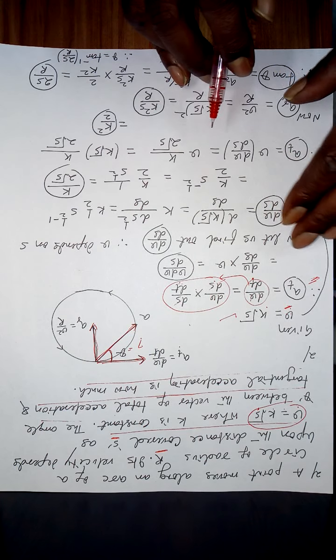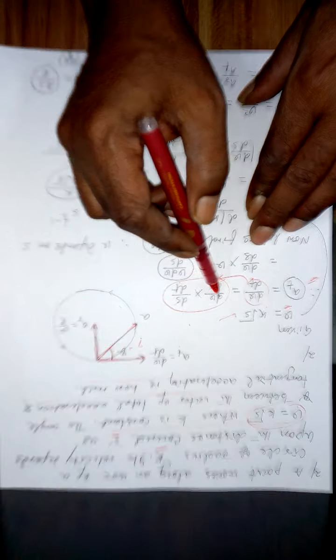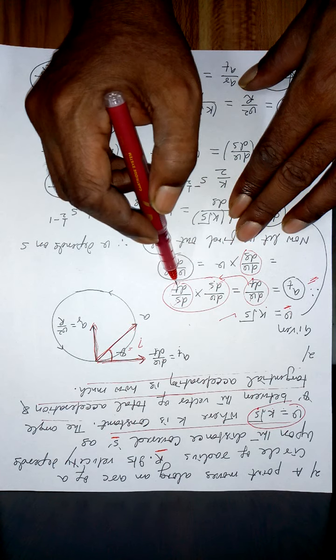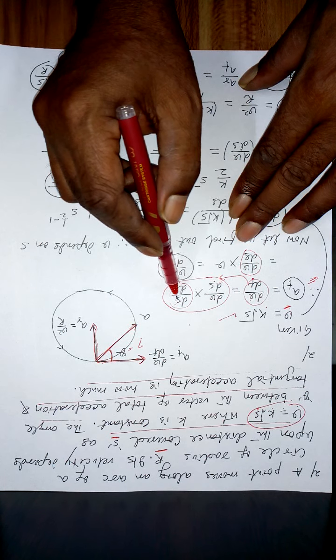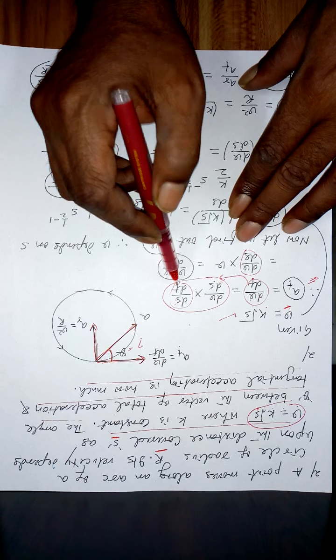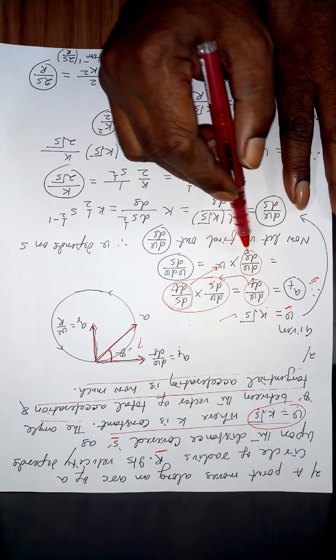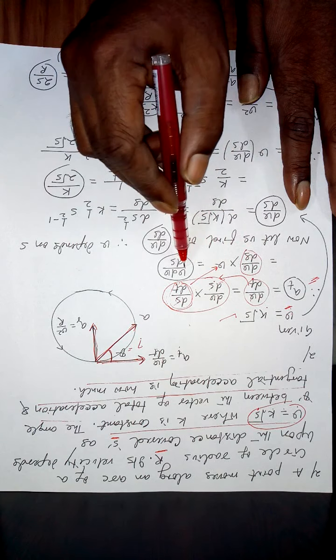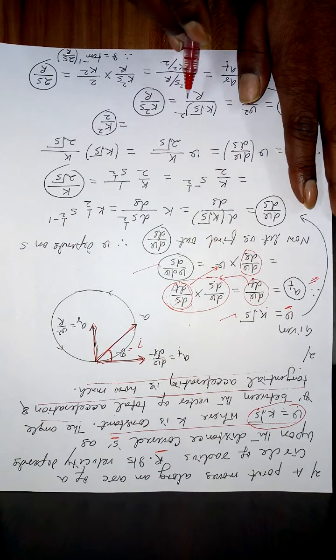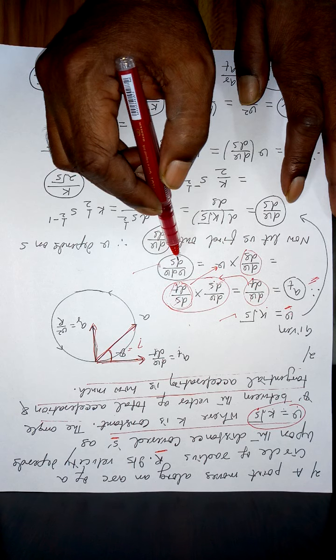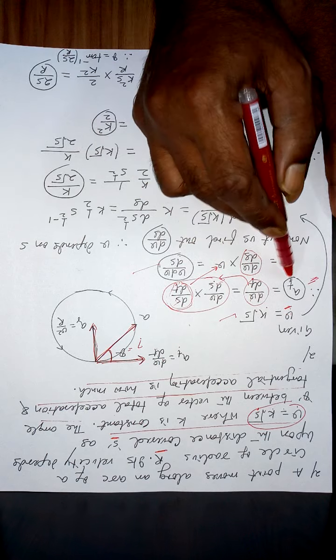Now by doing so, what do I get? This dv by ds, I keep as such. Now look at ds over dt: how the distance traveled is changing with respect to time. This is equal to your velocity. So this becomes v dv over ds. Now we'll find dv by ds and put it here to find at.